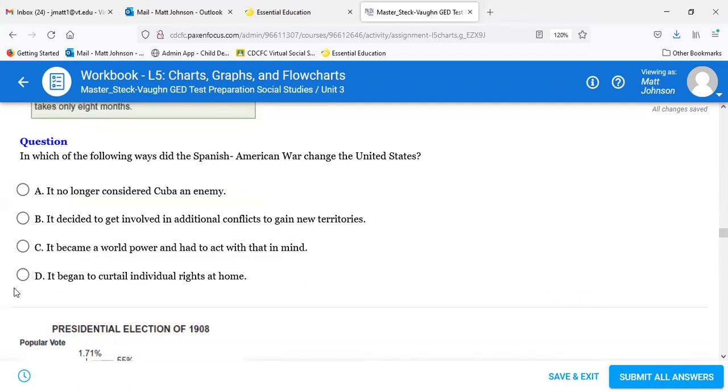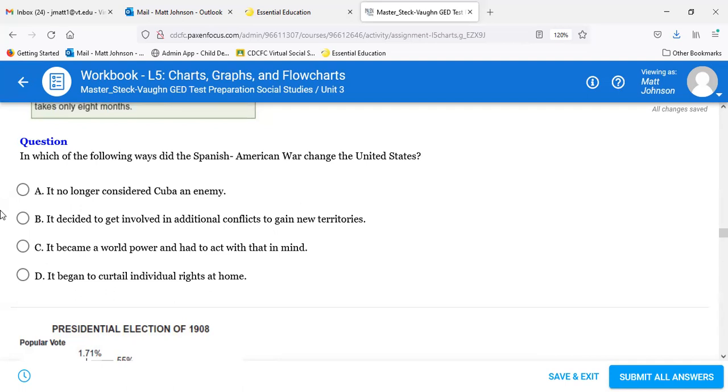In which of the following ways did the Spanish-American War change the United States? A, it no longer considered Cuba an army. B, it considered getting involved in additional conflicts to gain new territories. C, it became a world power and had to act with that in mind. D, it began to curtail individual rights at home.